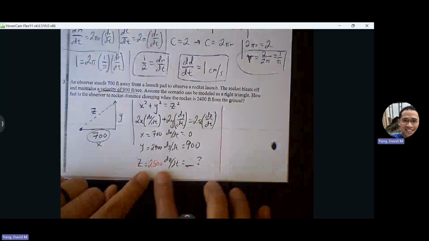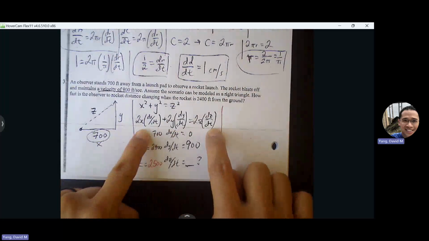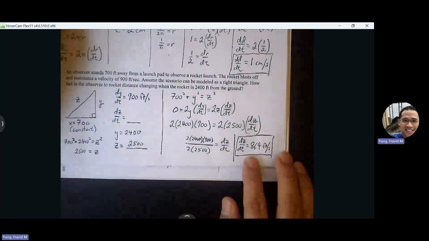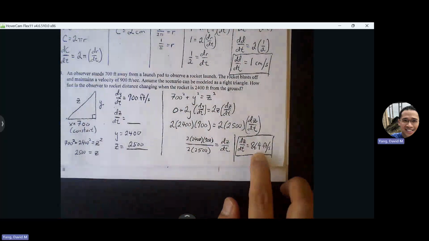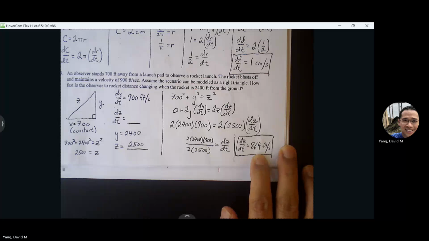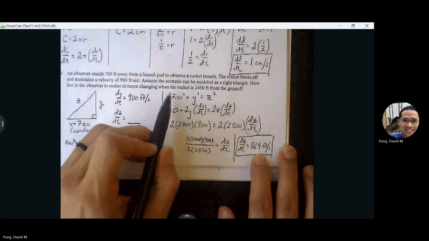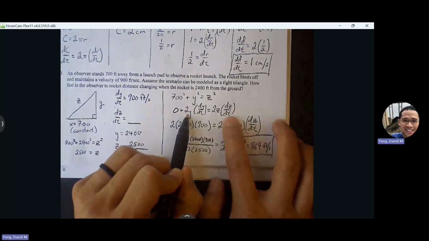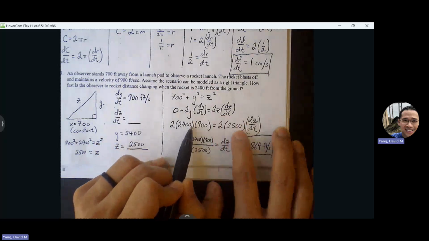And now we're just putting all this into the equation and trying to solve for dz/dt. And that's how I got that 864 there. The x and dx/dt will just zero out. So really, it's just these variables we have to keep track of.